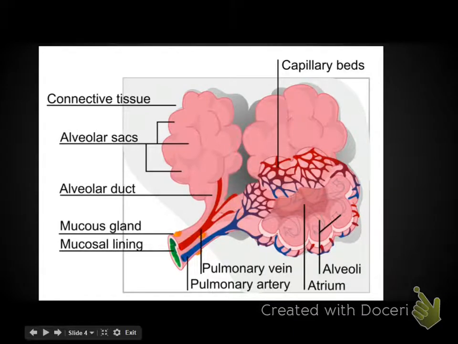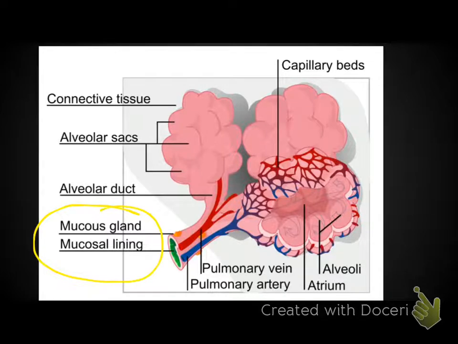A couple of things you want to note here in terms of the alveoli is just the mucus lining and gland. So the bronchioli are surrounded by that. That makes the air movement nice and smooth.